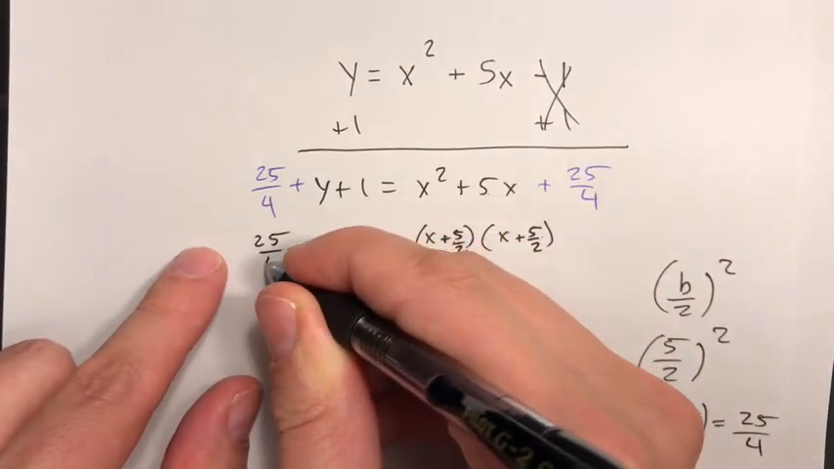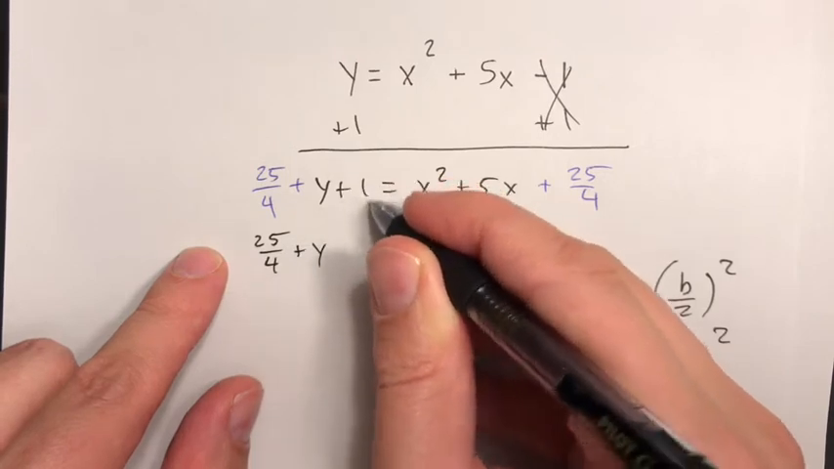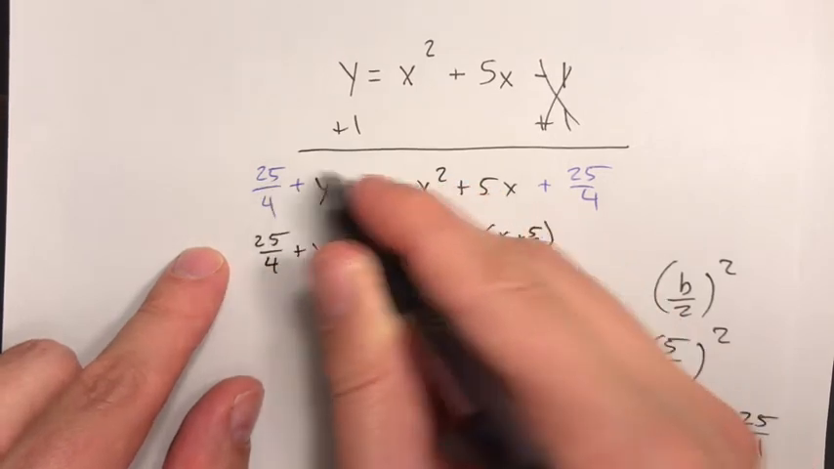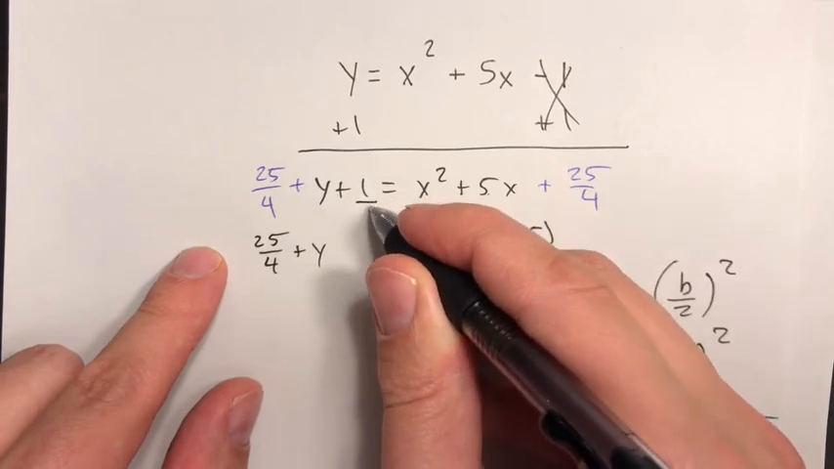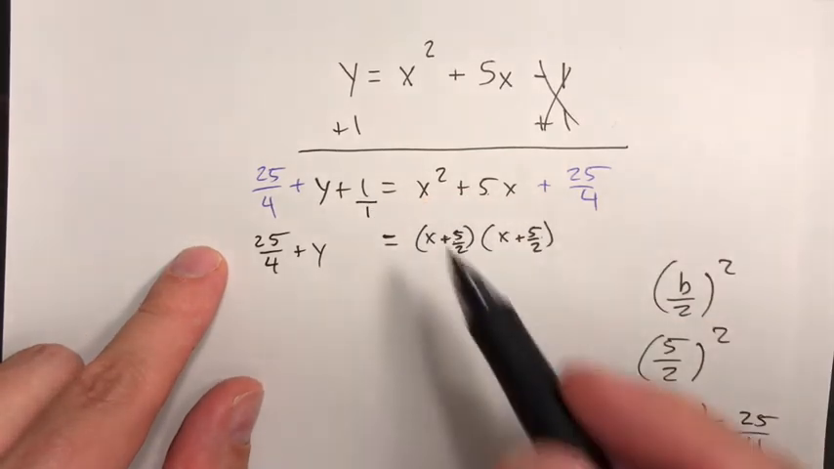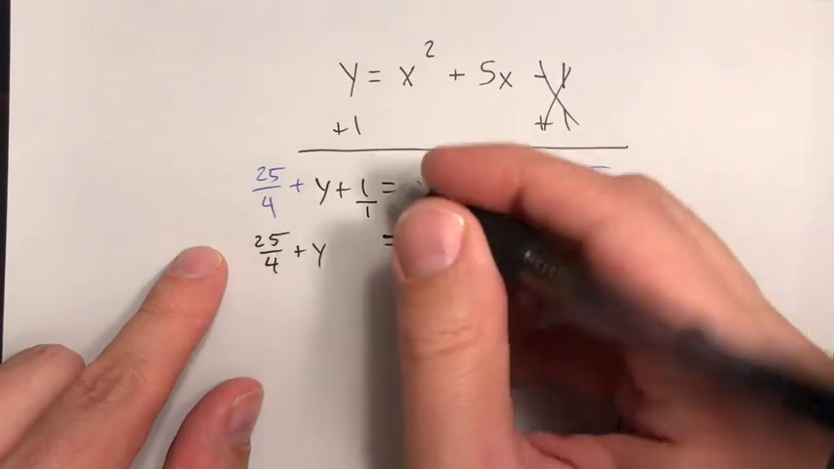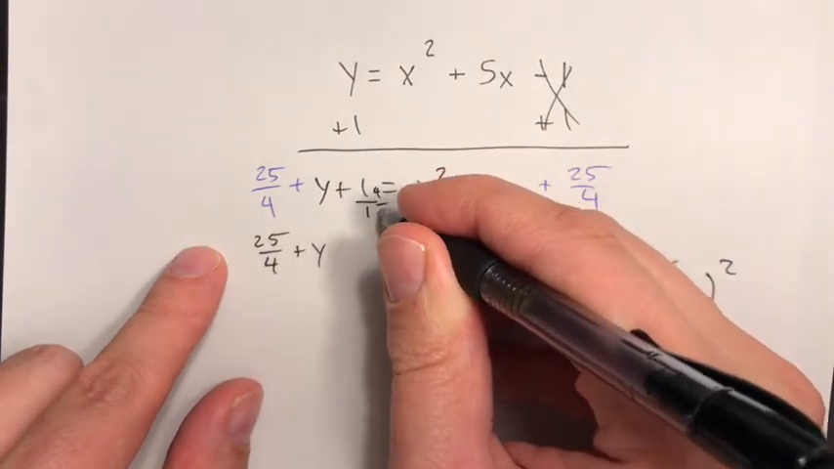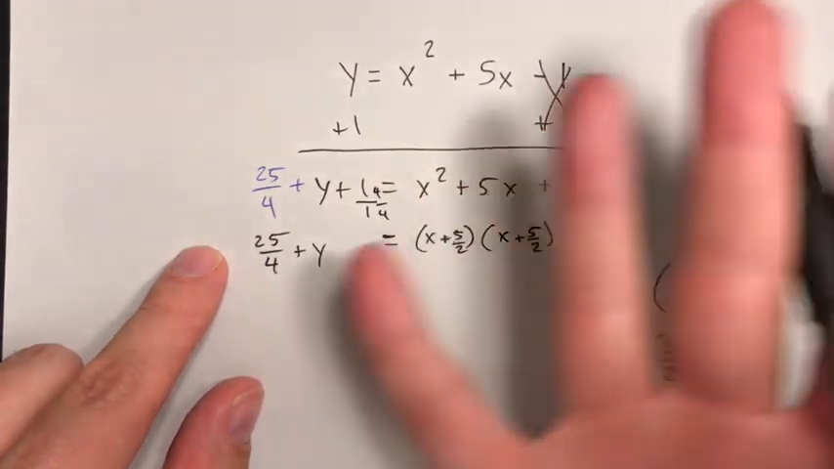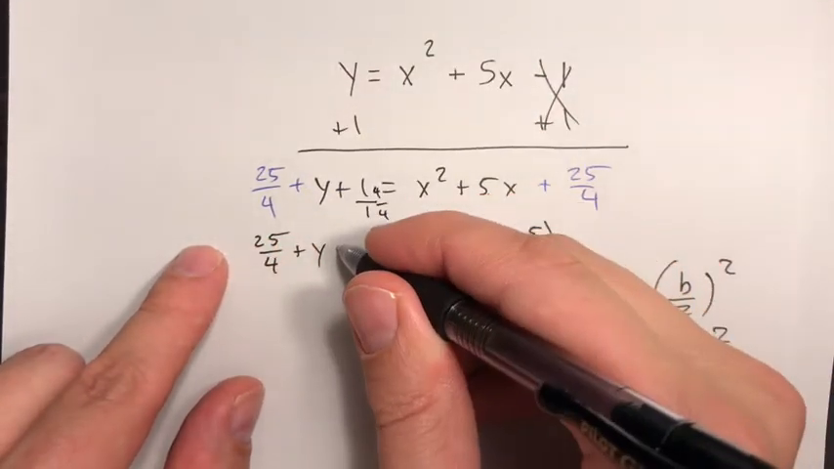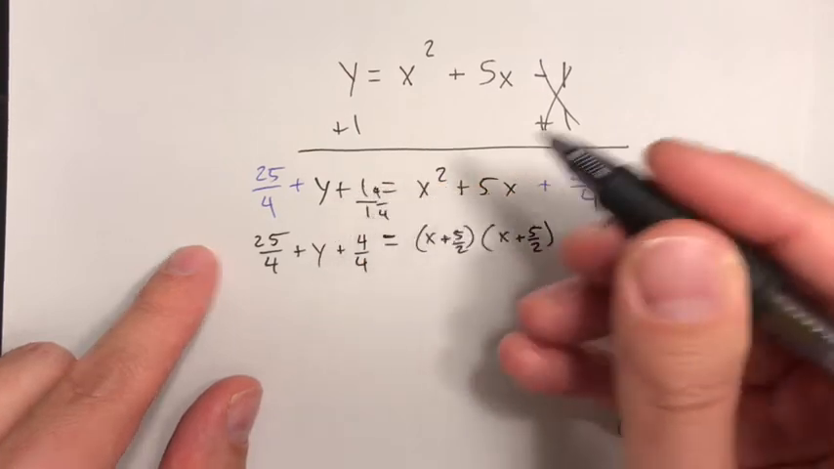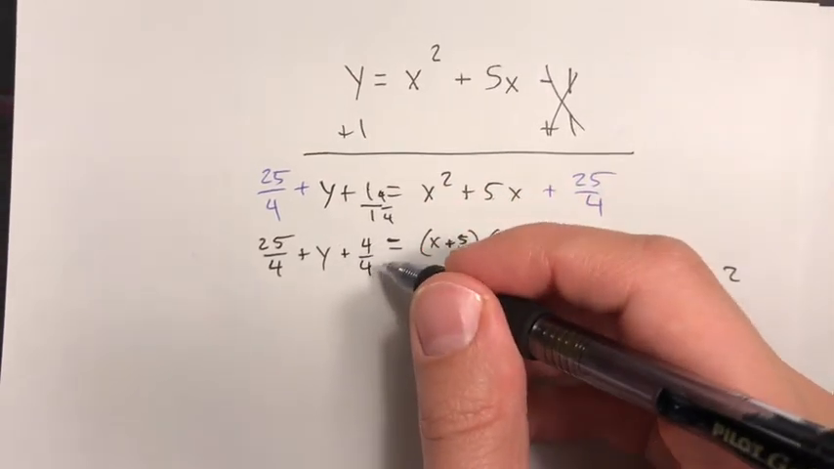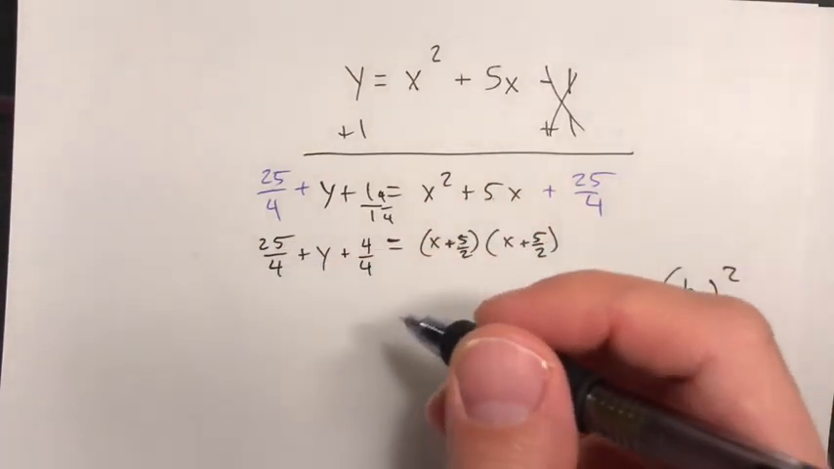I would have 25 over 4 plus y. To make this adaptable to add with 25 over 4, I would have to give 1. Think of it first as a fraction, so that's 1 over 1. I would have to give it the same denominator as that, so I actually would have to multiply it by 4 over 4 to make it even possible to add these together. So I'm going to add 4 over 4, because 4 times 1 and 4 times 1 is 4 over 4, right? I'm going to add that to 25 over 4.